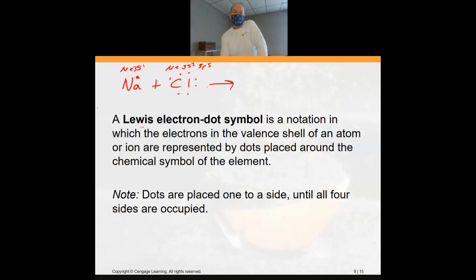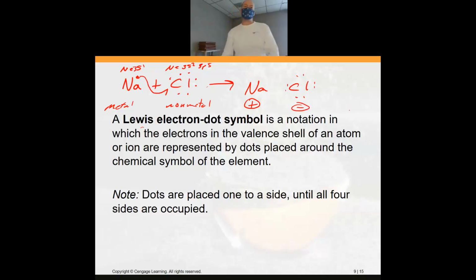All right, and so this is a metal, and this is a nonmetal. And so they're not going to share electrons, they're going to transfer electrons. So this electron is going to go to this Cl. And we're going to end up with sodium without an electron, which makes it positive, and a chlorine with an extra electron. Now it has 8, and that is an anion.